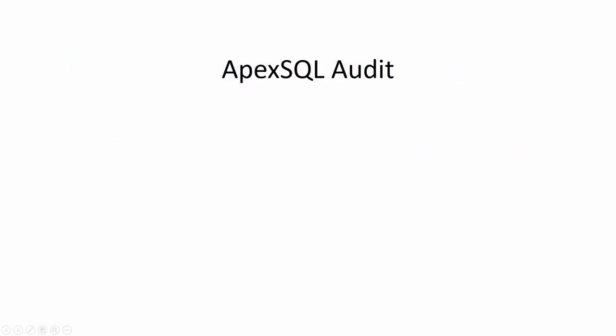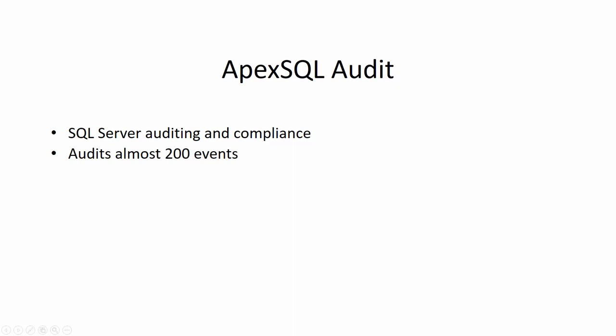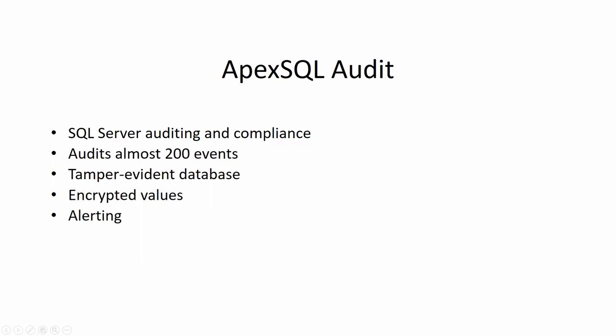ApexSQL Audit is a SQL Server auditing and compliance tool which allows auditing of almost 200 SQL Server events. Audited data is stored inside its own tamper-evident central repository database, which encrypts audited before-after values to ensure maximum security of the sensitive data. ApexSQL Audit also provides powerful alerting and reporting mechanisms, which allow users to be alerted on specific auditing events, as well as to create and automate reporting of various built-in or custom reports.